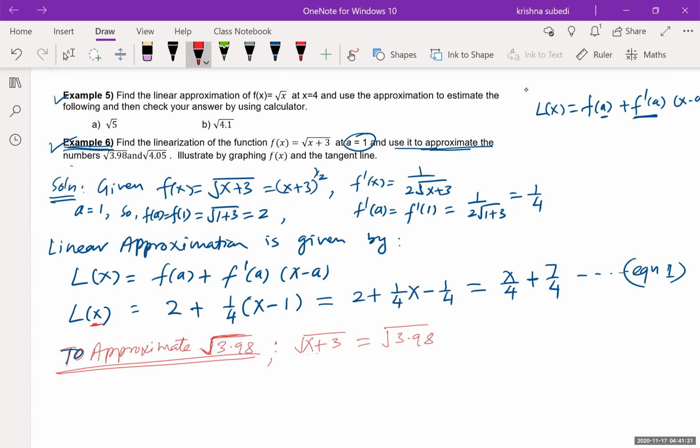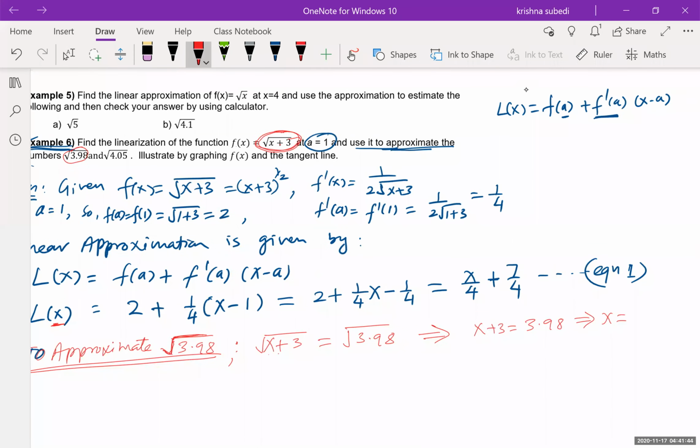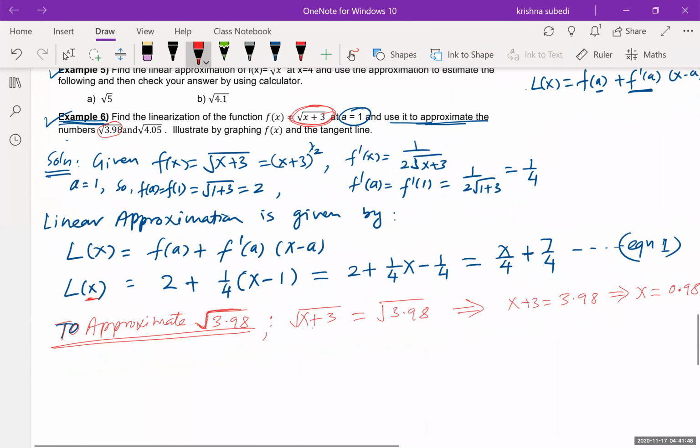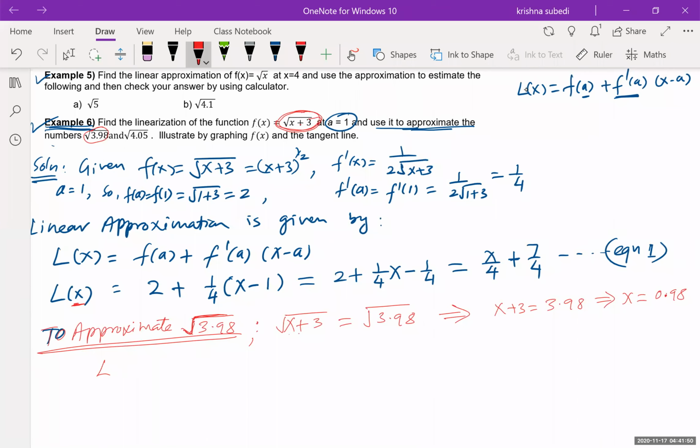How to do that? Always consider the given function and whatever value you want to approximate, and set them equal. Now this should give you x plus 3 equals 3.98, and somebody tell me what is the value of x. 0.98. Right, it's not difficult. Okay, x is 0.98.